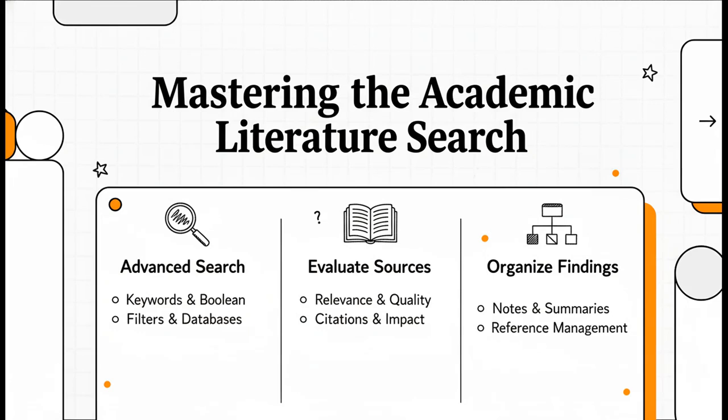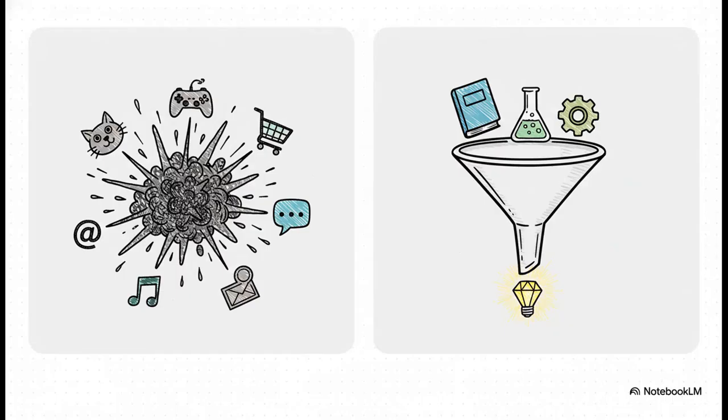All right, let's talk about research. Are you tired of just drowning in a sea of totally irrelevant search results? Well, today, we're going to crack that code. I'm handing you the playbook to master the academic literature search so you can find exactly what you're looking for and find it fast. So first things first, let's get one thing straight.